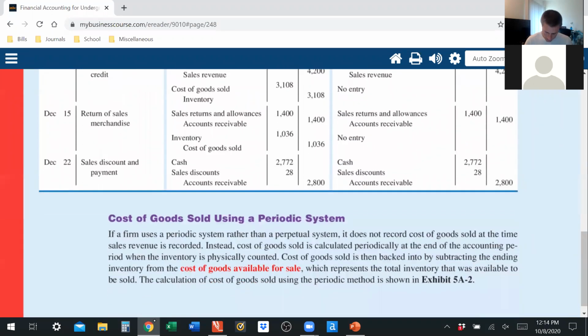All right, are there any other questions regarding this example?